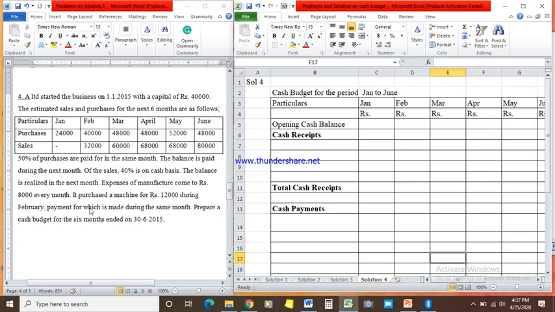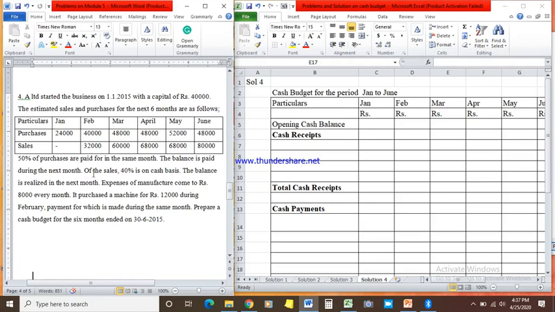The manufacturing expense comes to 8,000 every month. So every month the company is incurring the same amount of manufacturing expense. It purchased a machine for 12,000 during February, payment for which is going to be made during the same month. So there is a purchase of machinery in the month of February, and a cash outflow of 12,000 is going to happen in February itself. Prepare a cash budget for the 6 months ended 30th June 2015. So from January to June, it's a 6 months budget which you are supposed to prepare.